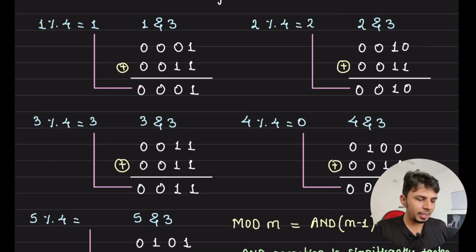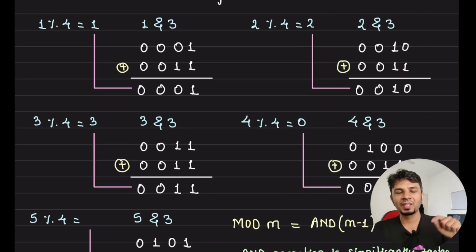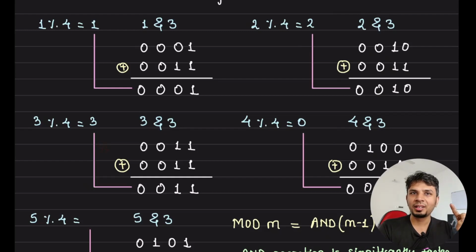Similarly, for 2, it is 0, 0, 1, 0, bitwise AND with 3, which is 0, 0, 1, 1. The output is 0, 0, 1, 0, which is 2. 3 mod 4 is 3, and 3 AND 3 is 3, right? So the output matches.